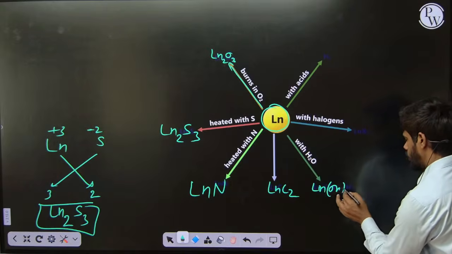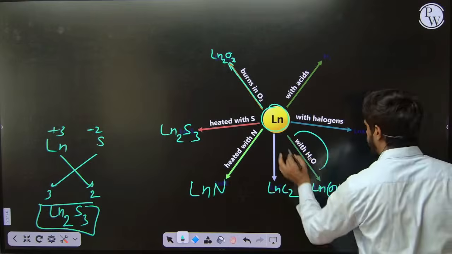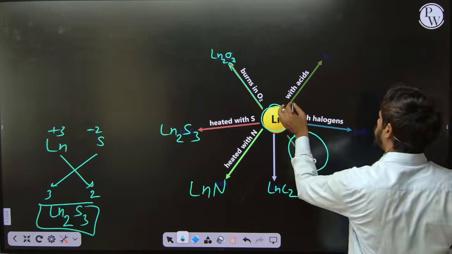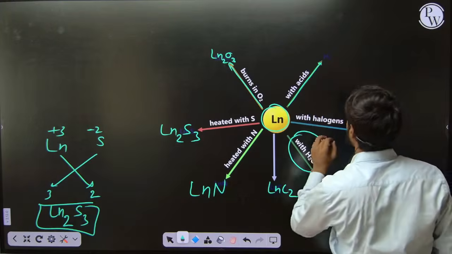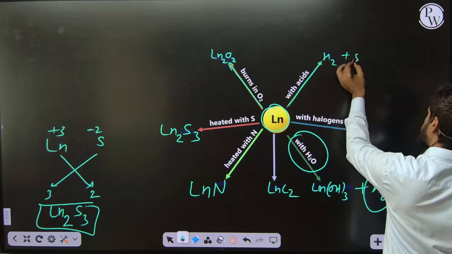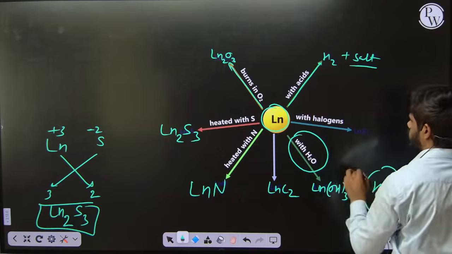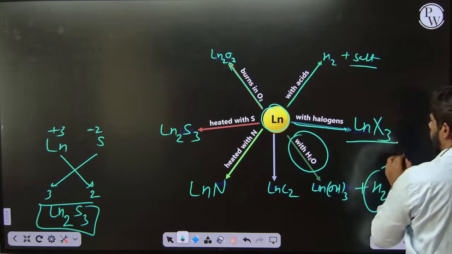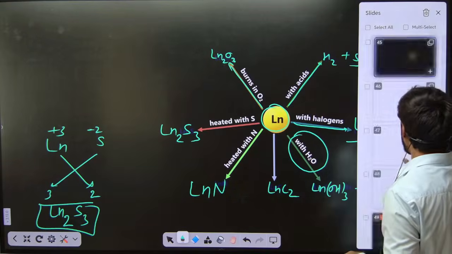Hydroxide is formed. With water it gives a gaseous substance, that is hydrogen. With acid also it gives hydrogen gas. And salt formation is there. With halogen it forms LnX3, that type of compound will be formed.